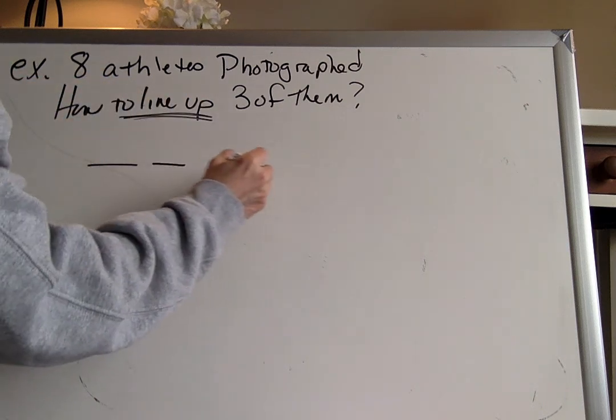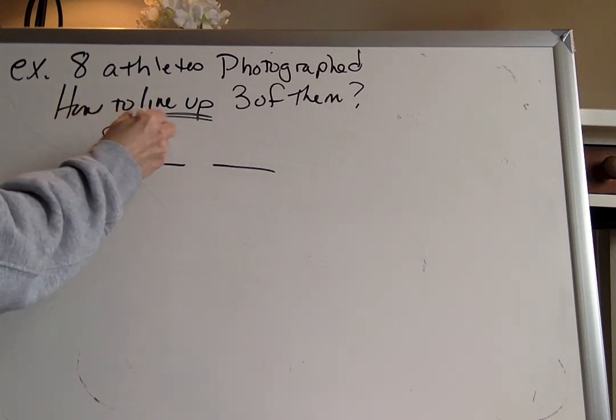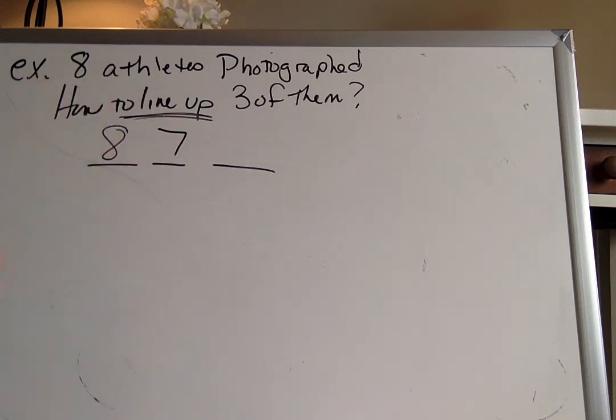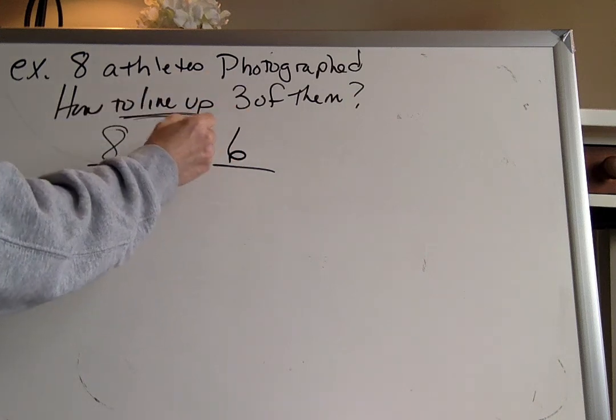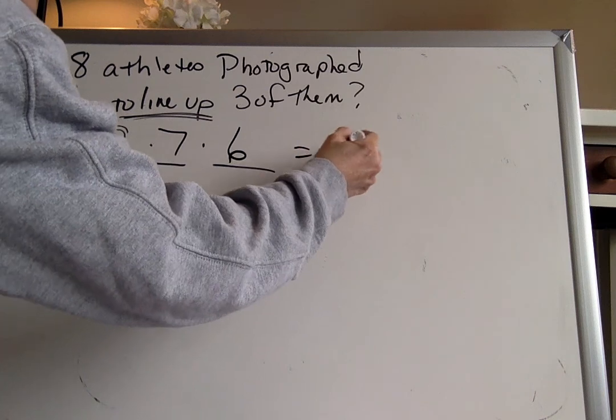So we can put our 3 dashes. Well, there's 8 people I could choose to be on the left. Well, once I put a person there, I only have 7 people to decide who's going to go in the middle. Then once I put a person there, I only have 6 people left to decide who's going to go on the right. This is 336.